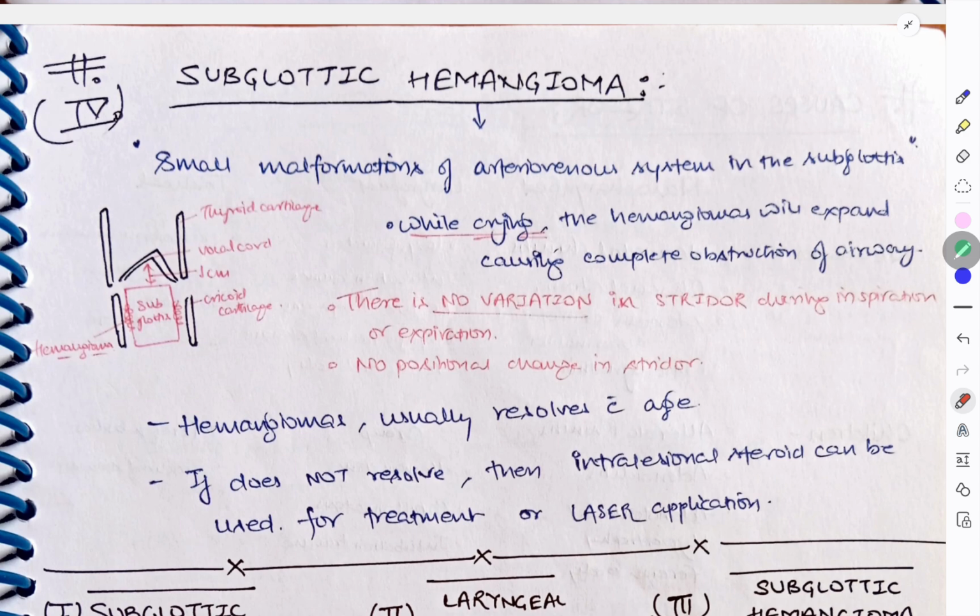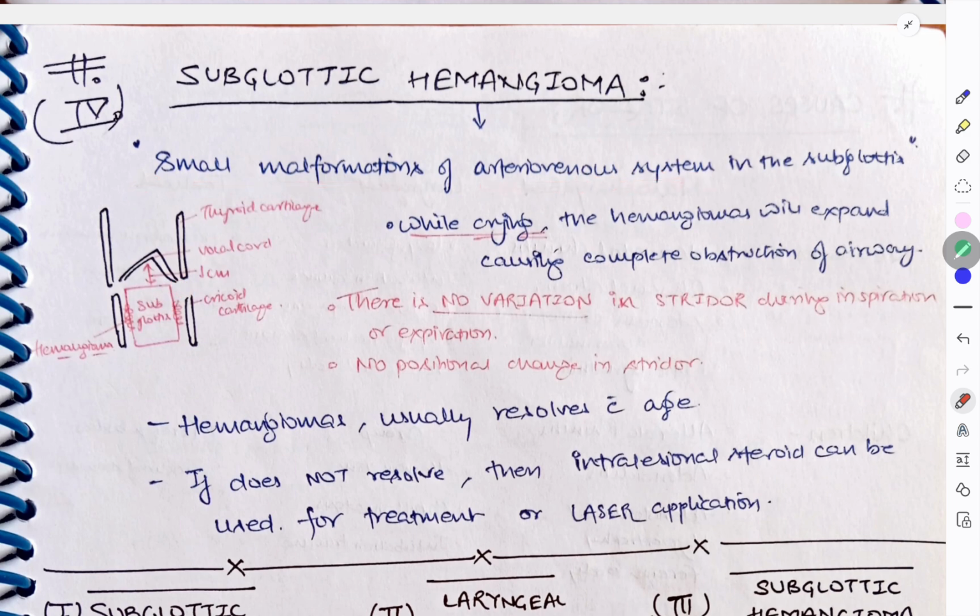Coming to one more entity, we have subglottic hemangioma. Okay, now let's see what this is. Suppose this is a vocal cord. From the vocal cord up to 1 centimeter, this area is known as glottis, and below that it is called subglottis. So in that subglottic area there are small malformations of the arteriovenous system.